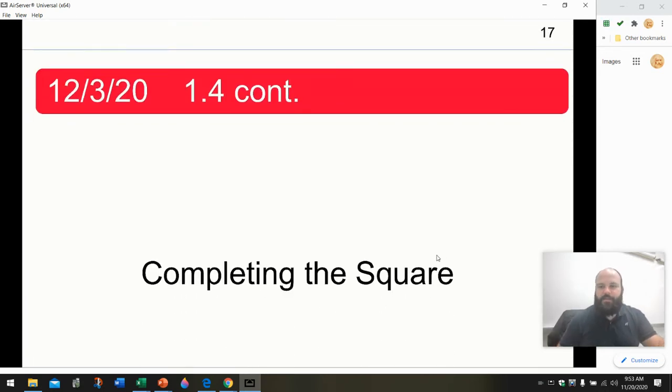Okay, good morning, everybody. So today we are going to start into day 2 of chapter 1, section 4. And what I'm showing you today is how to complete the square.